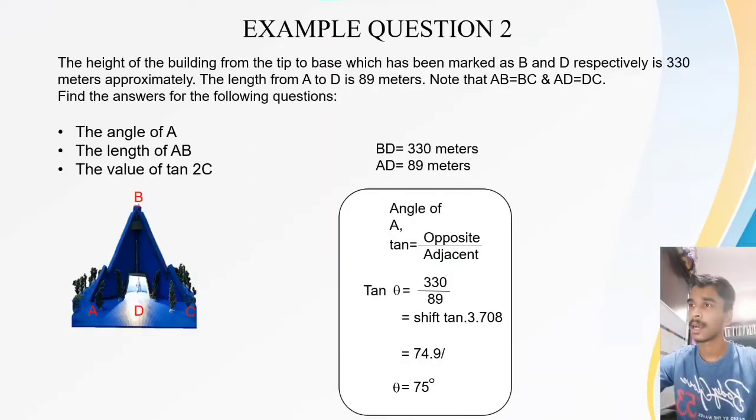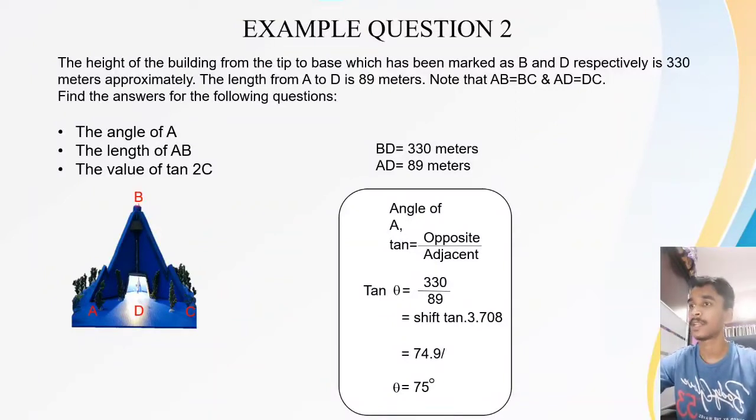I hope that you can understand how trigonometry is related to architecture or to our prototype. Now let's look at the question. The height of the building from the tip to the base, which has been marked as B and D respectively, is approximately 330 meters, which is the real height of the Ruyang Hotel, and the length from A to D is 89 meters. We also have to note that AB equals BC and AD equals DC. Find answers for the following questions.